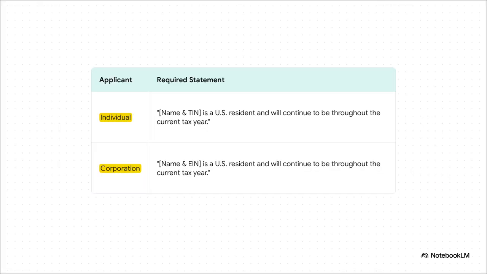Okay, remember that penalties of perjury statement I mentioned on page 2? The wording here has to be exact. For an individual, you have to write out your name, your taxpayer ID, and then declare that you are a U.S. resident and will be for the whole tax year. A corporation does the exact same thing, just with its business name and EIN. You are legally swearing that this is all true, so it's a big deal.